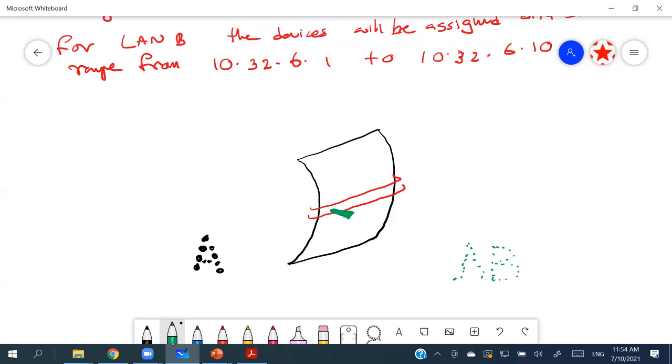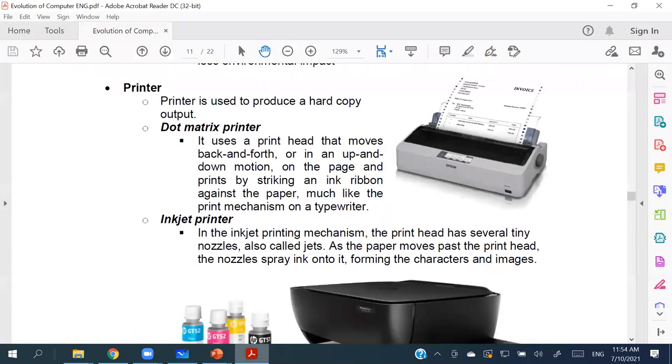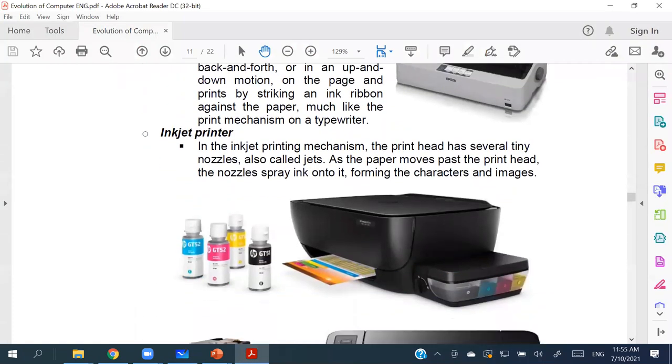So that is why, in the first place, it is called an impact printer. But when it comes to non-impact printers, they use several different technologies. I'll show you what those are. So the first one is the inkjet printers.